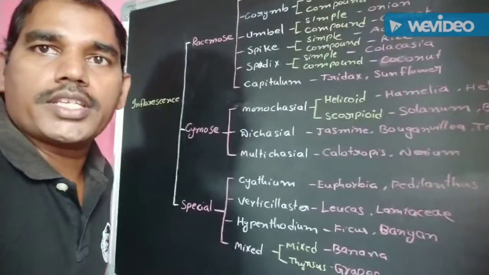In this way, either pedicellate flowers or sessile flowers are arranged on the inflorescence axis, that one is peduncle, in a centripetal, centrifugal or acropetal manner. That is known as inflorescence. First of all, I want to discuss types of inflorescence. Then after, I will go briefly through the types of inflorescence one by one. Okay, let us discuss types of inflorescence.